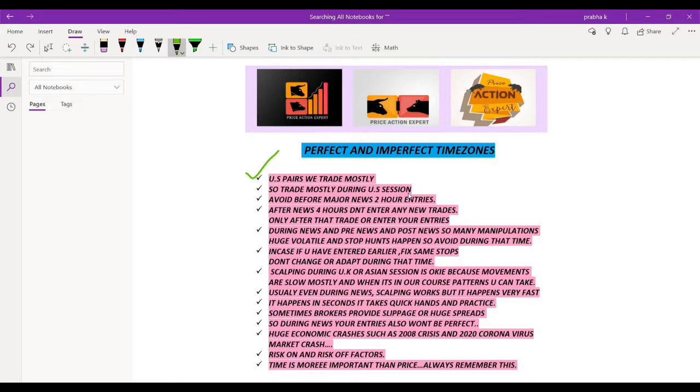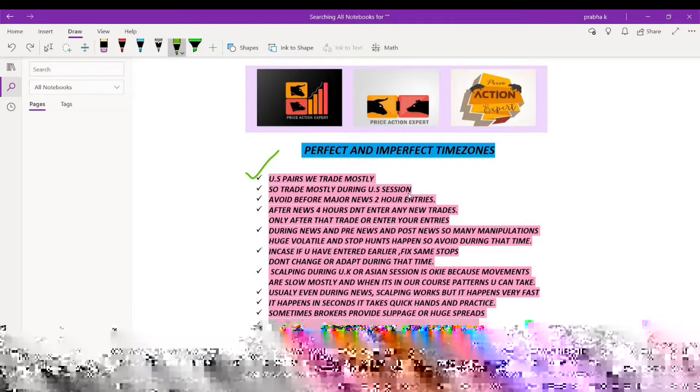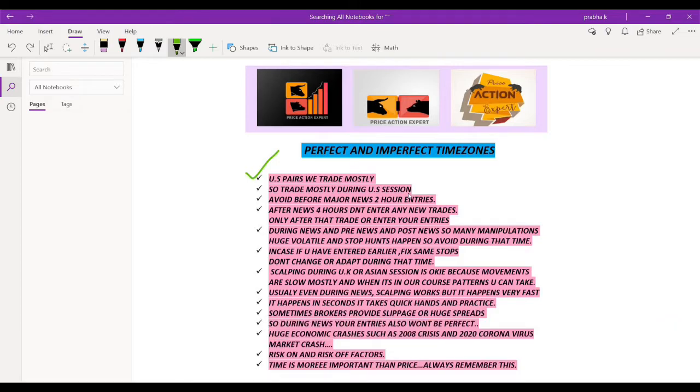In case of Euro USD, during the Euro session and US session it is really good, but you can see a lot of movements when there is news or some other events. So try to trade during the US session, but during the news time you will have to be much more careful. That is my next point here. If there is major news ahead, just try to avoid entries for 2 hours. If there is news at 7 p.m., for example, just try to avoid taking trades between 5 and 7 o'clock. It is better after the news.